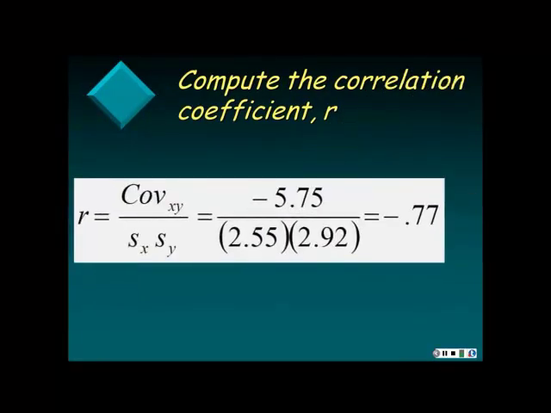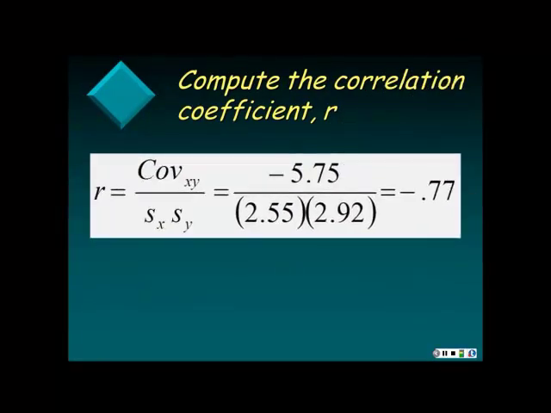And then the correlation is simply that covariance, the minus 5.75, divided by the product of the two standard deviations. So minus 0.77 would be the correlation coefficient in this problem. And that's how to compute R, the sample correlation. Maybe remember from last week, that's our estimate of rho, the population correlation coefficient.